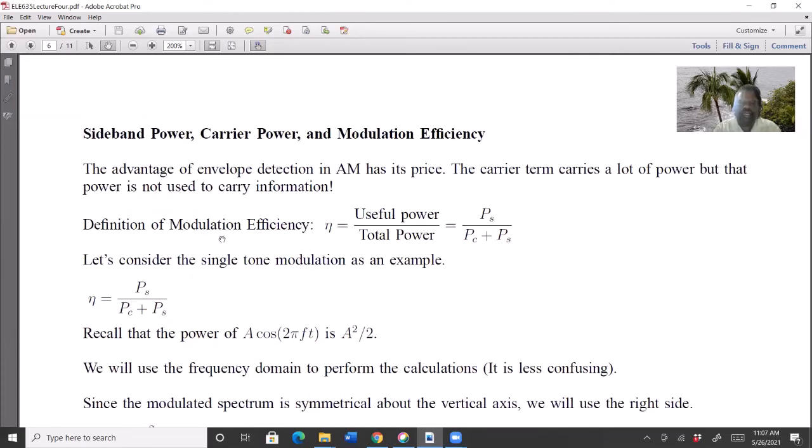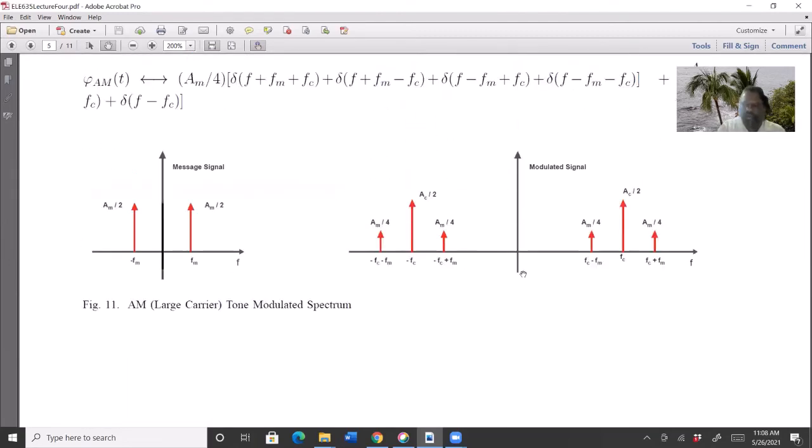So we have a concept called modulation efficiency. The modulation efficiency is defined as useful power over total power. In other words, P sub S is the sideband power, and P sub C is the carrier power. We are basically going to do this calculation only for tone modulation. So we can calculate the efficiency using this power and this power, but they are exactly the same, so we will only use this because efficiency is a ratio. Whether we use both or only this, we are going to get the same answer.